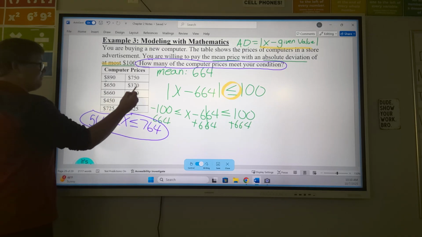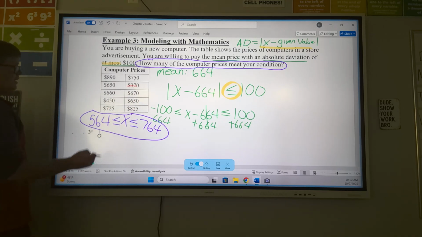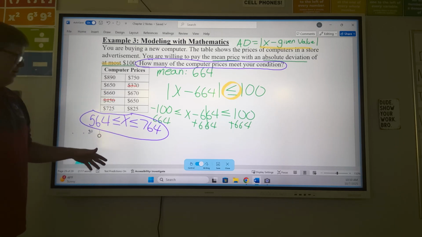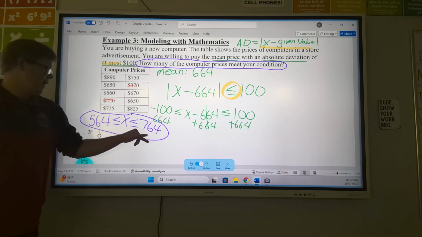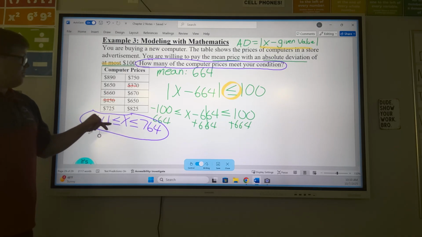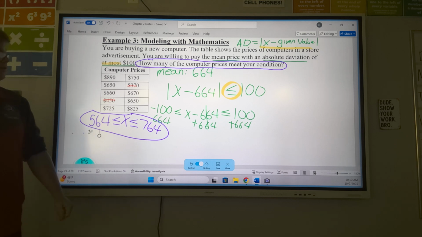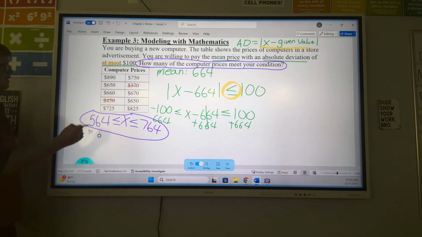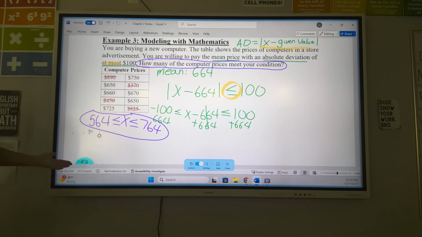I see $370. I also see $450. So we know we're not buying those two computers, right? Now, let's look at the most we are willing to pay is $764. So now let's cross off the ones that are more than $764. So I see $890. I also see $825. I don't see any others that we're not willing to pay for.